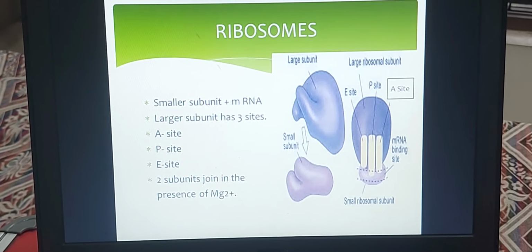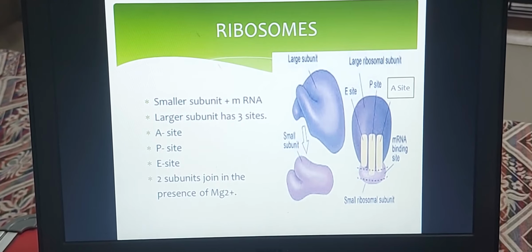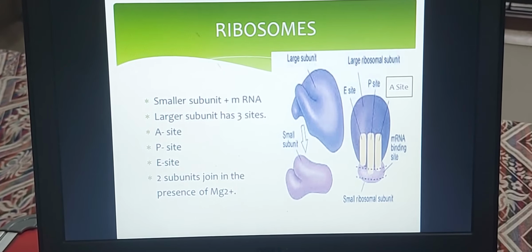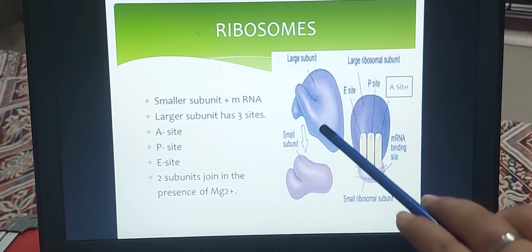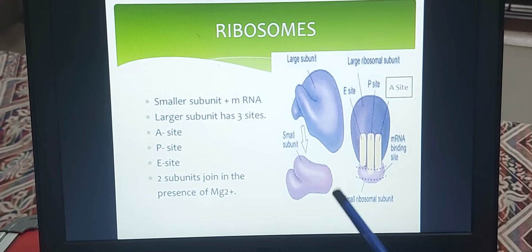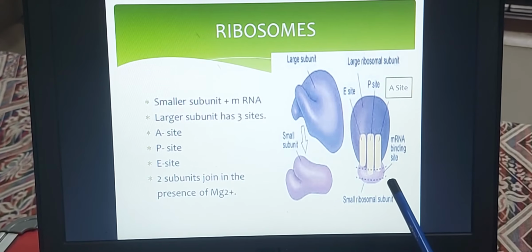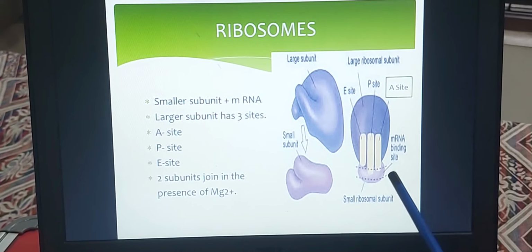Then the next one is the ribosome. This is an important component because ribosomes are called the protein factories of the cell. These protein factories have two subunits, smaller and larger. These units are present freely. When they have to synthesize proteins, these two subunits come and join together. For joining, first of all the smaller subunit will attach with the messenger RNA, and after that it will attach with the larger subunit. You can see here, this is the mRNA binding site present on the smaller subunit.